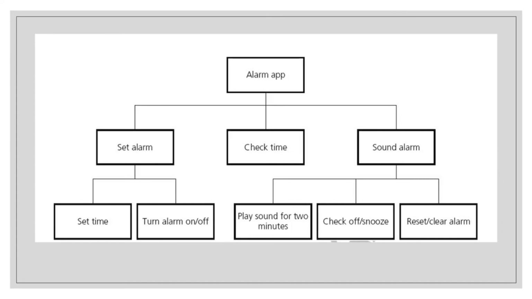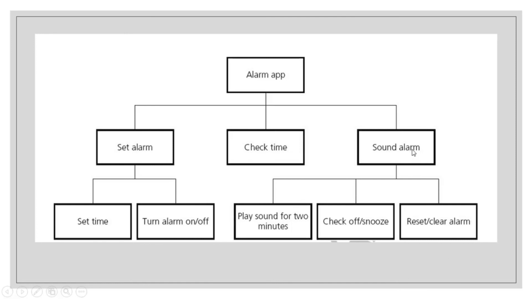So we can have an alarm app that has the following functionalities: set alarm, check time, and sound alarm. Now, if I look at the set alarm functionality or problem, I can further break this problem down, because to set up an alarm, I need to set the time or maybe turn the alarm on and off. Same for sound alarm: I can play the sound for 2 minutes, check if it's snoozed, reset or clear the alarm. So when I look at a particular problem, let's say sound alarm, I break it into several other problems until they are much easier problems.